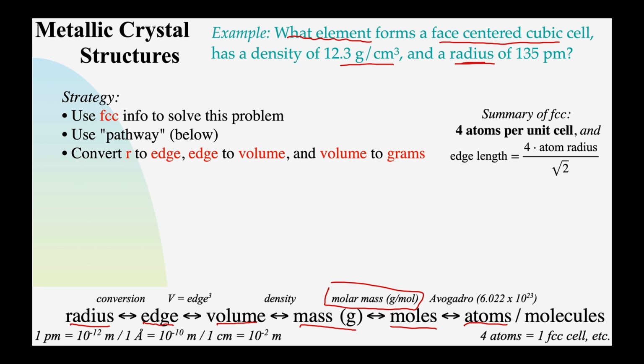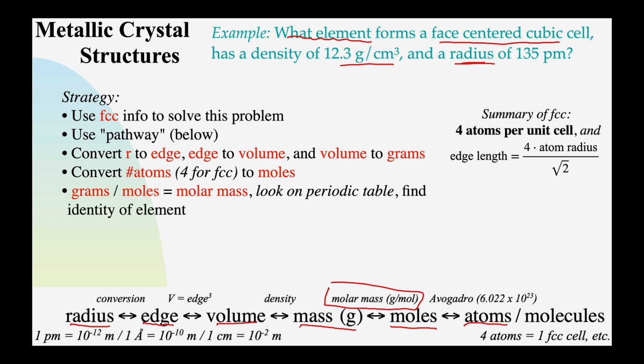So the next thing you want to do is start on the far right and move your way left as far as you can. 4 atoms per cell, you can turn into moles per cell using Avogadro's number. It's going to be really small and a funky number, but it's going to be legit. And finally, if you have mass in grams and moles, plug them in. Grams divided by moles will give you the molar mass. And you can look it up on a periodic table, find the identity of the element, and you're good to go. So if you use this strategy and that little pathway down there, these problems aren't too bad. They're kind of fun.